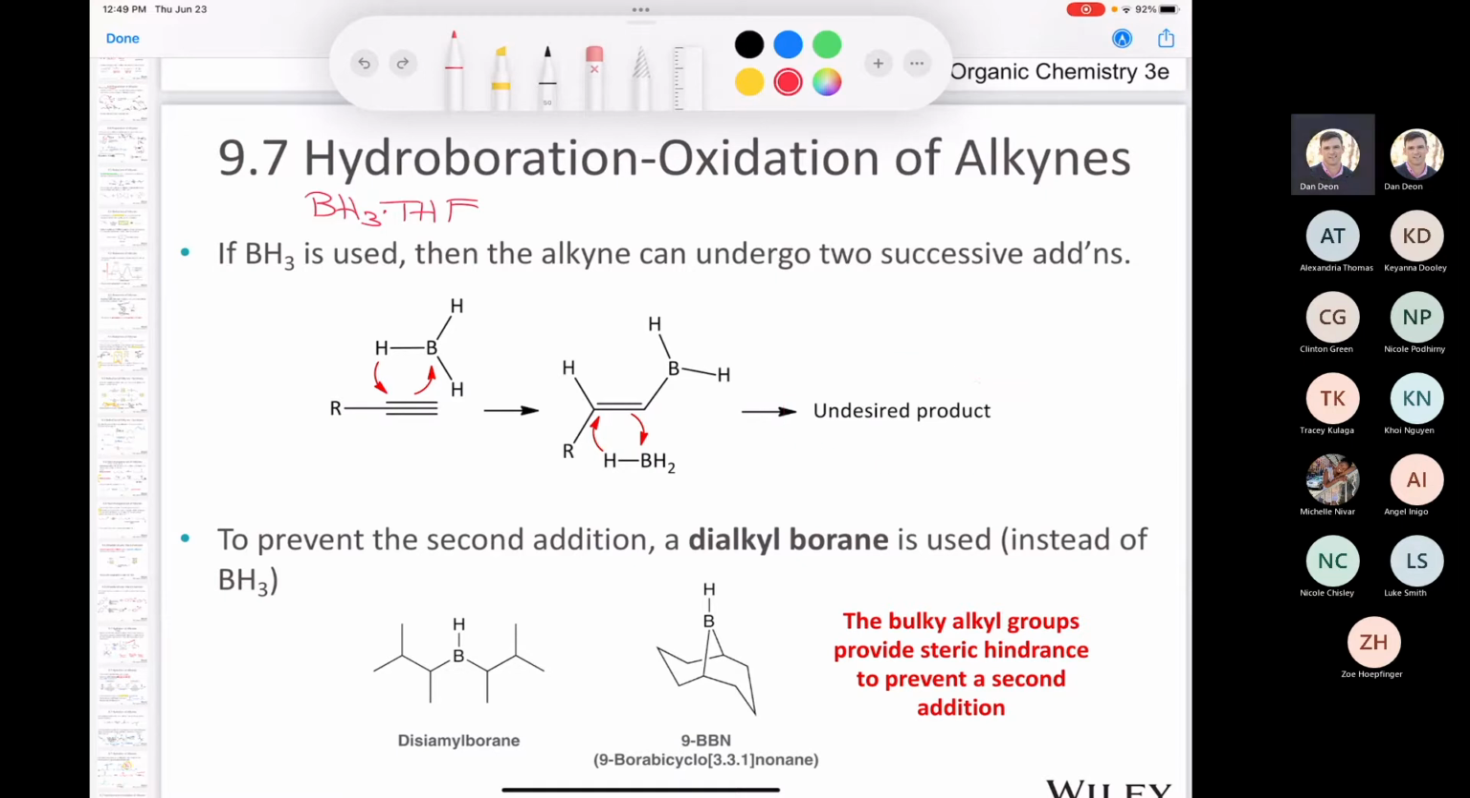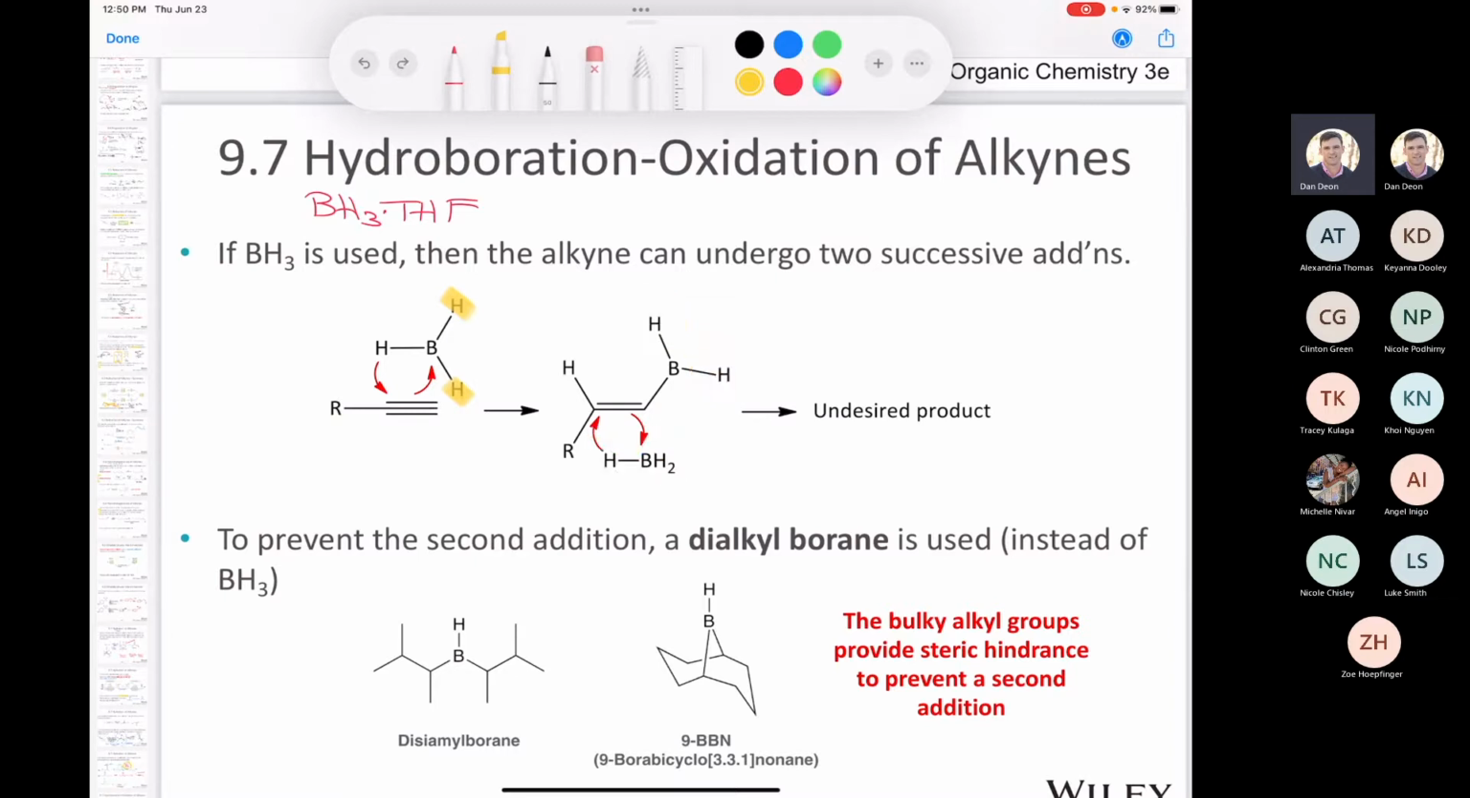Therefore, how do we avoid it adding twice? What we do is we replace 2 of the hydrogens. We replace them with giant alkyl groups, so big that once you do the addition and you've got these giant groups on here, a second molecule can't come in and add again.